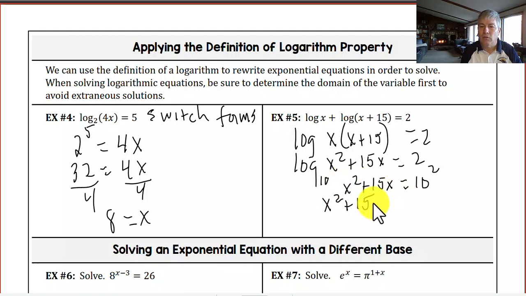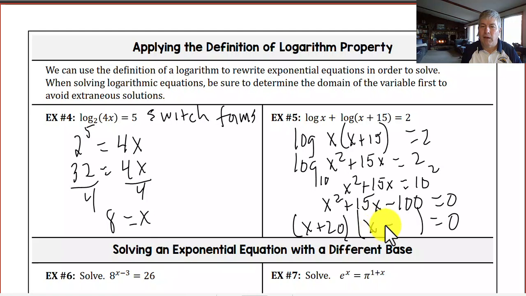I've got a quadratic, so I'm going to have to factor or use the quadratic formula. I'm going to subtract 100 from both sides and set that equal to 0 and go ahead and factor. I need factors of negative 100 that add up to 15, and sure enough 20 times 5 will do that. So I get x plus 20 times x minus 5 equals 0, and I end up with x equals negative 20 and x equals 5. Again, x can't be negative 20, so this guy can't be negative. So our final answer here will be x equals 5, and x equals negative 20 is an extraneous root.